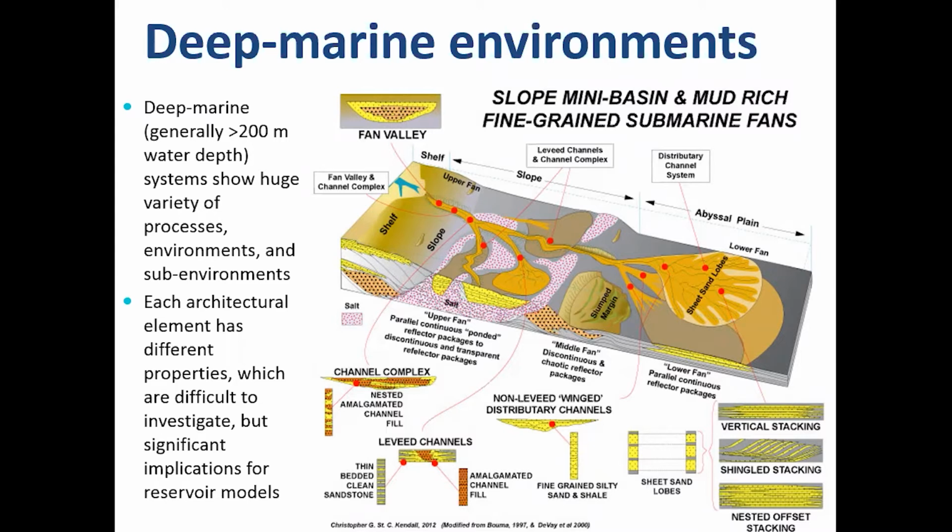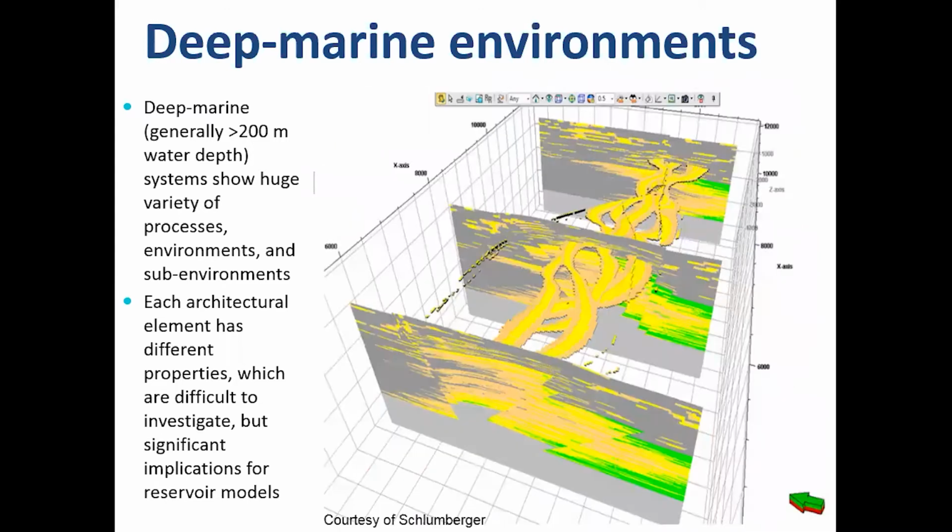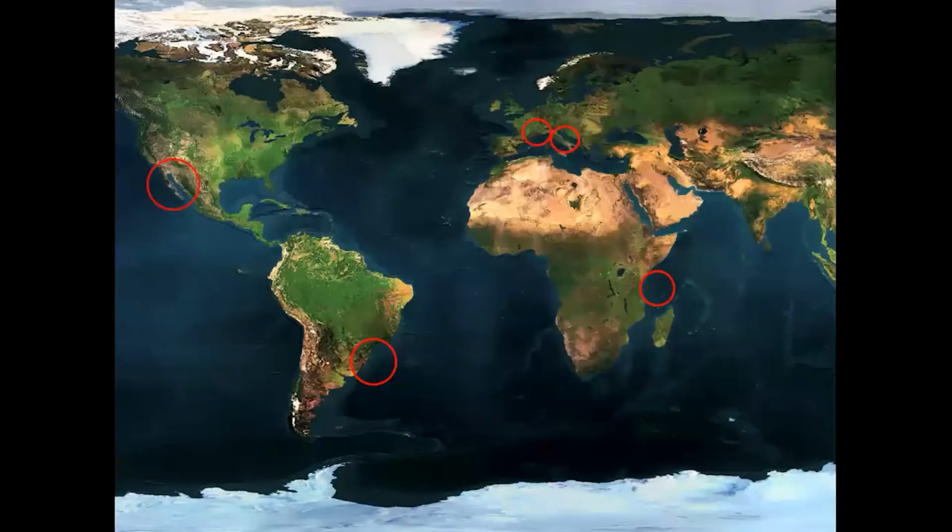And each architectural element, by that I mean things like channel axis, off axis, levees, and their different components, they each have different sedimentological properties, but they're also significant for the subsurface in terms of building reservoirs and so on. So gaining as complete an understanding of these systems as possible is essential to help understand what's happening in the subsurface, build reservoir models, and so on.